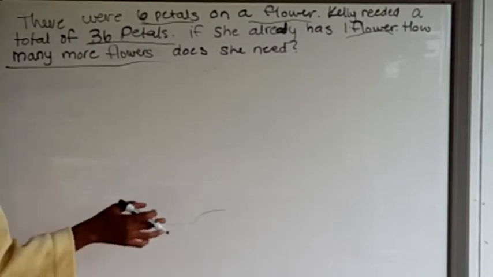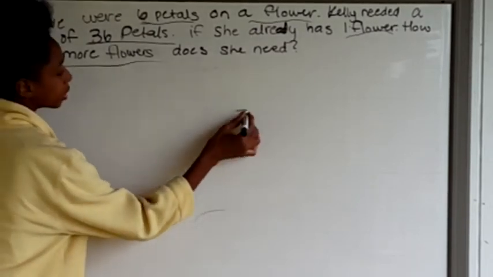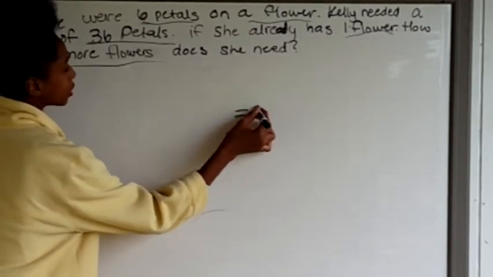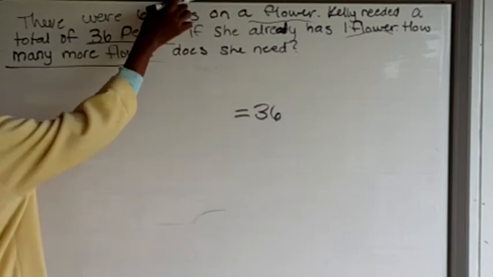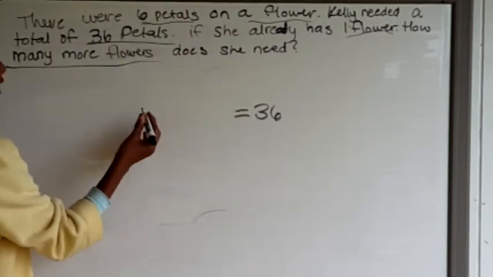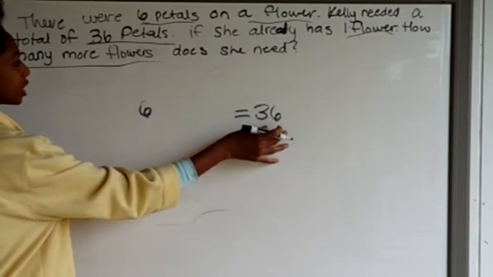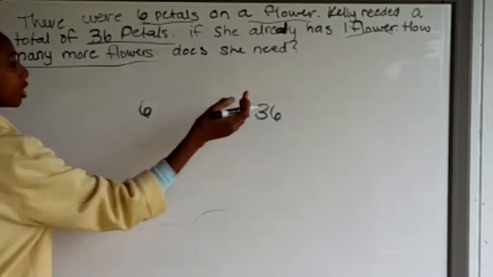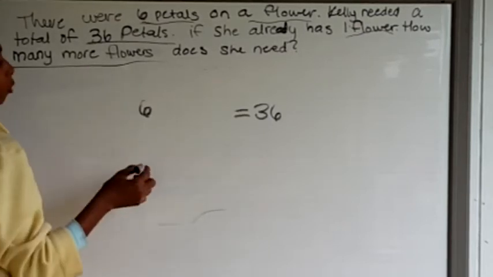Alright, so it says there were 6 petals on the flower. Kelly needed a total of 36 petals. So we know our total is 36. She already has 1 flower, and we know from the first sentence that 1 flower has 6 petals on it. So she needs 36 petals. We know she already has 6 petals because she has 1 flower. How many more does she need?